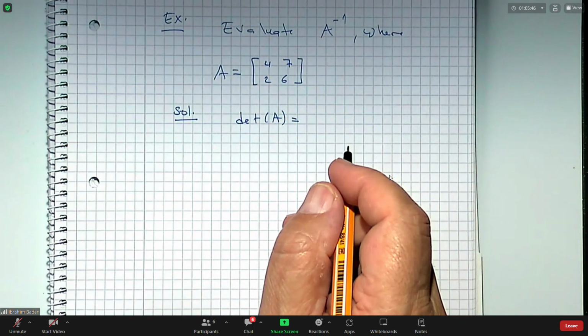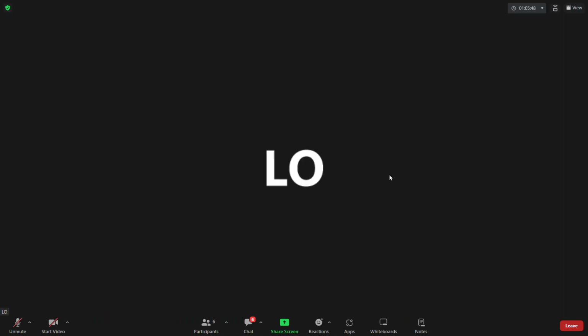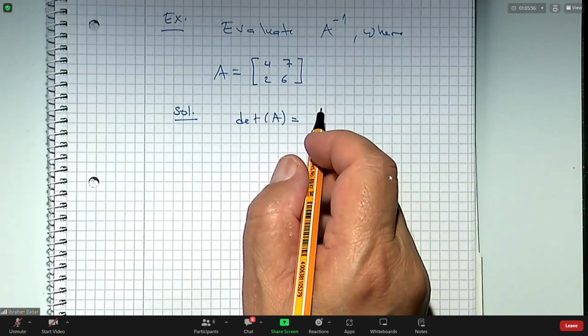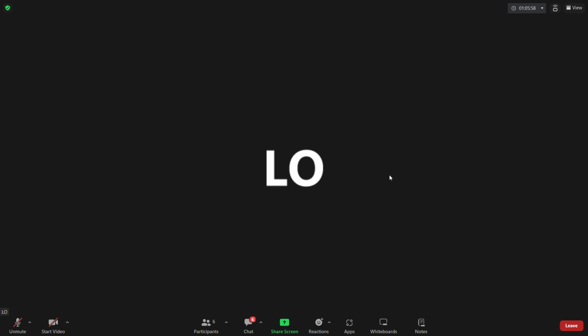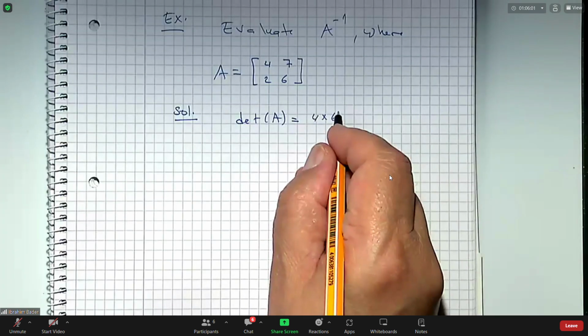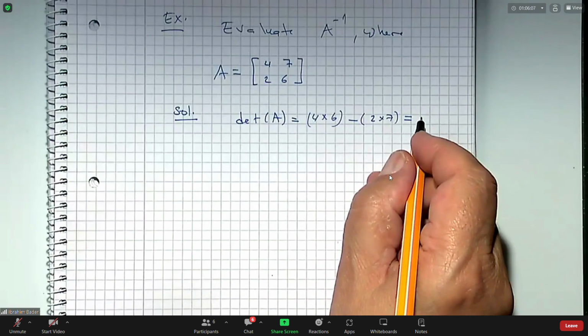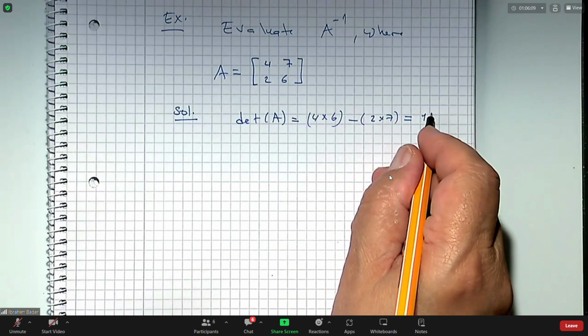What is the determinant of A? It should be 1 over... No, the determinant. Not 1 over, just the determinant. 4 times 6 minus 7 times 2, or 2 times 7, and 24 minus 14 is 10, right?